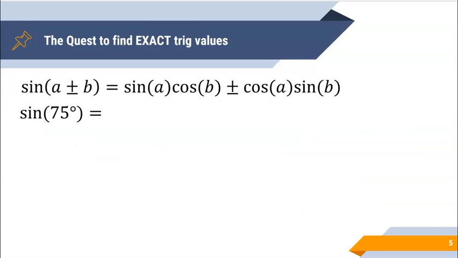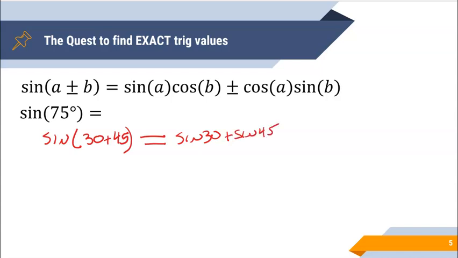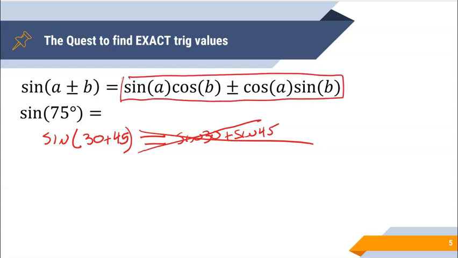Well, here's our first one, sine of 75. Now earlier, we had said that is equal to the sine of 30 plus 45, right? Now notice we are not doing distributives. This does not mean sine of 30 plus sine of 45. That is a no-go, okay? We need to use our formula to get this.